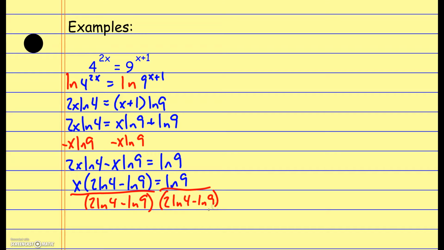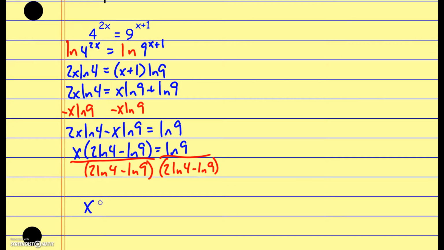Okay, that whole thing in parentheses, I divide each side by that. And so now what I'm left with here is x equals, so in terms of an exact answer, this is the natural log of 9 over 2 natural log of 4 minus the natural log of 9. Now I'm going to punch this into my calculator.